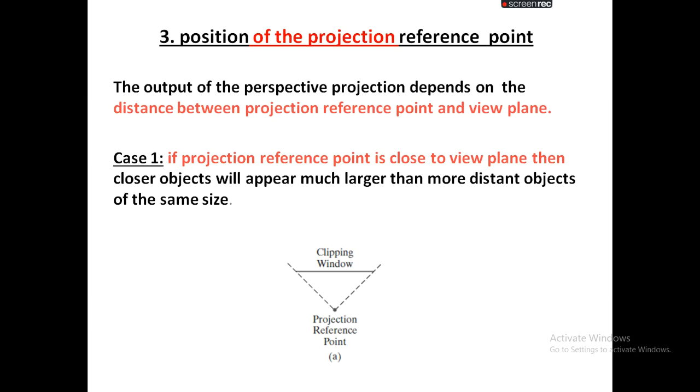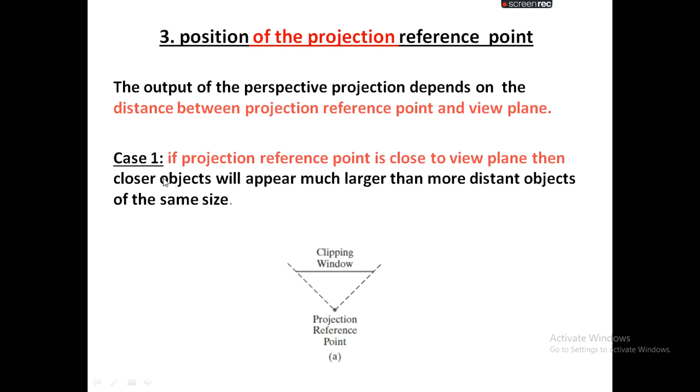Projection reference point means assume that it is our camera or our eyes located at that particular position. Or the projection reference point is nothing but the origin of the camera. It means from the origin of the camera to the view plane, whatever the distance is, based on that distance, we will get various sizes of the image on the projection plane. So let us see the various cases.